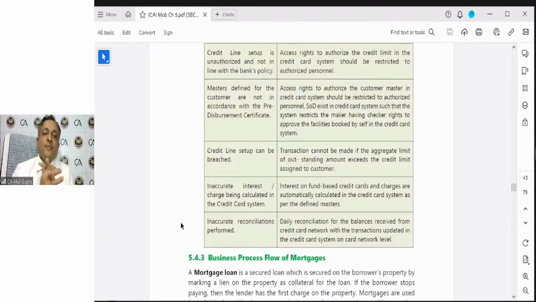Okay. Then again, inaccurate interest. Yes, because the banker's cash is involved, so here the mistake can be there. But now it's a system driven process. In fact, in credit card operations, there is absolutely no manual intervention. The interest rates are all system driven, but still error can be there. And last is very important, improper reconciliations. Must keep a tag on that. So that is credit card issuance.